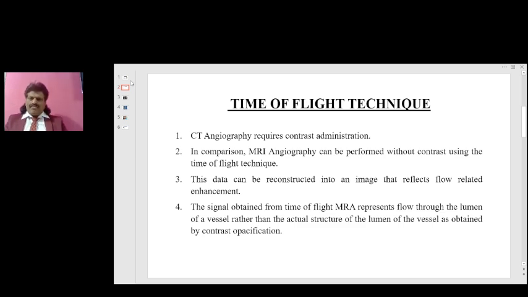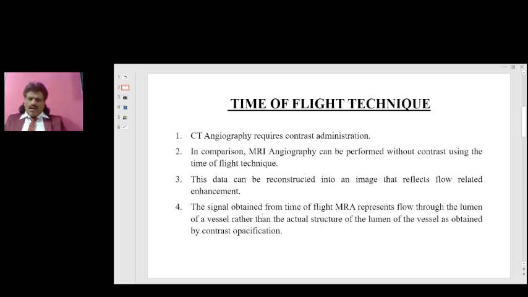So in comparison to CT angiography, which requires contrast administration, MRI angiography can be performed without contrast using the time of flight technique. So this data can be reconstructed into an image that reflects flow related enhancement.